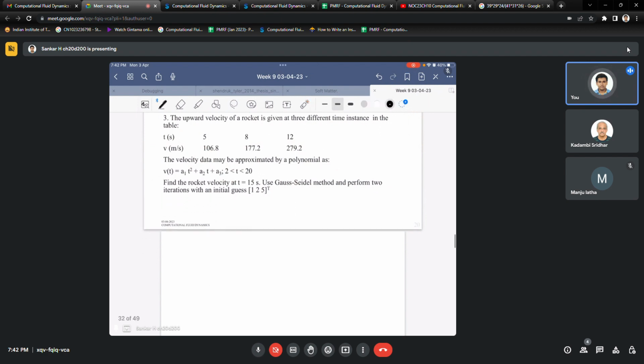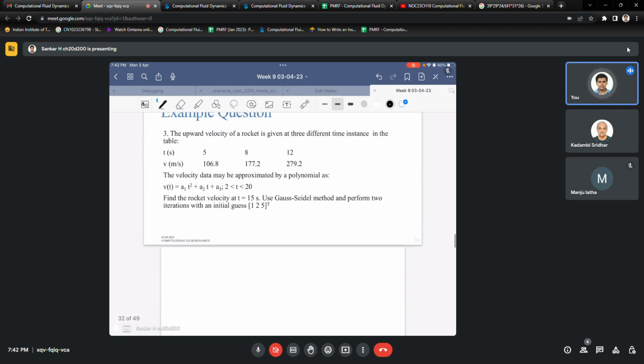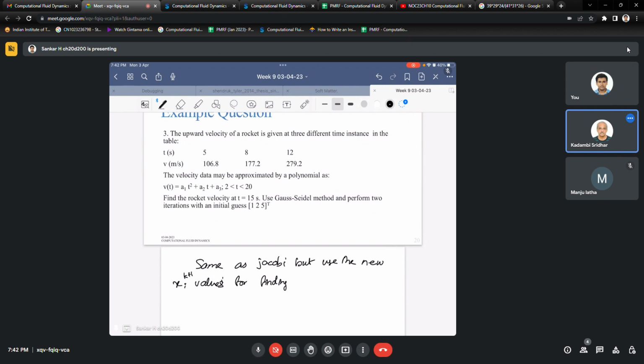So Gauss Seidel is basically the same as the Jacobi method, but with one small variation. We just have to use the new xi values, let's say xi^(k+1) values, for finding xj^(k+1) for every i less than j.